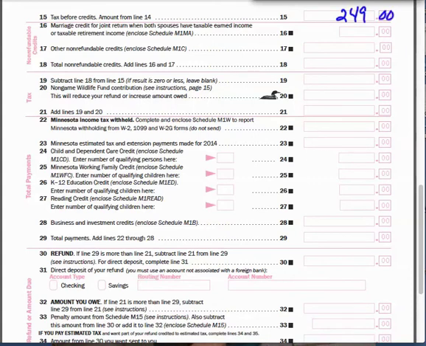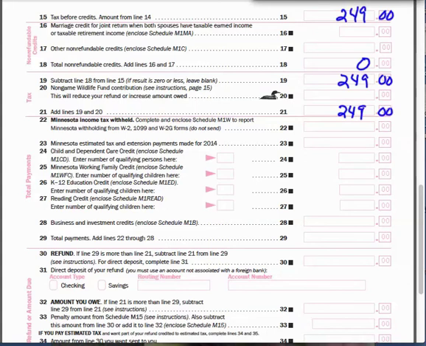For items number 16, 17, and 18, we have nothing in 16 and 17. So our total on line number 18 is again going to be 0. Line number 19 tells us to subtract line 18 from line 15, which on line 19 will be $249. Line 20, we're not going to make any contribution to the non-game wildlife fund. Line 21 asks us to add lines 19 and 20. So again, we are at $249.